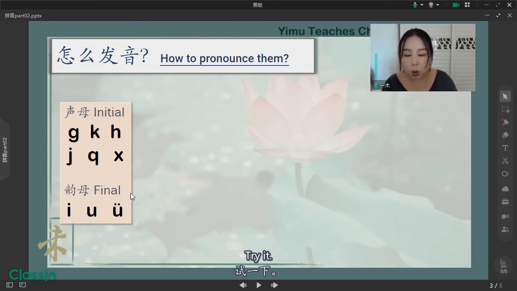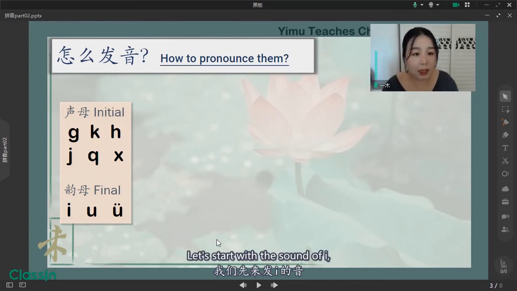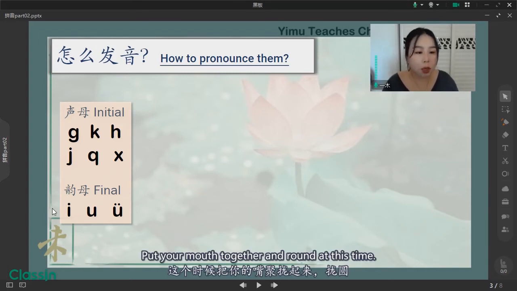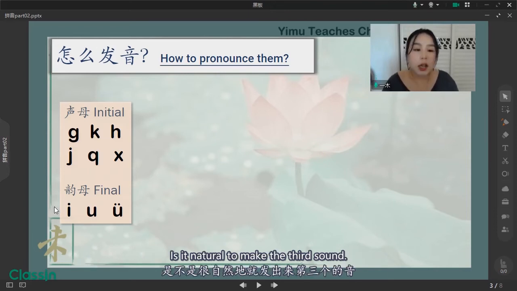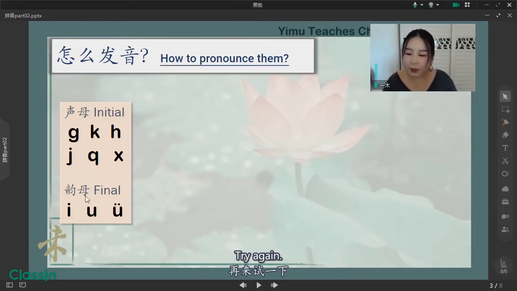i, ü. Let's start with the sound of e. Put your mouth together and round at this time. It is natural to make the third one. Try again. e.